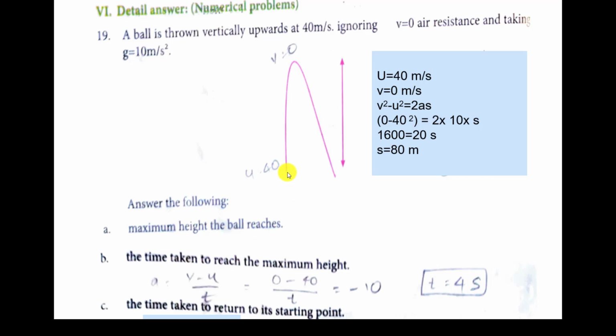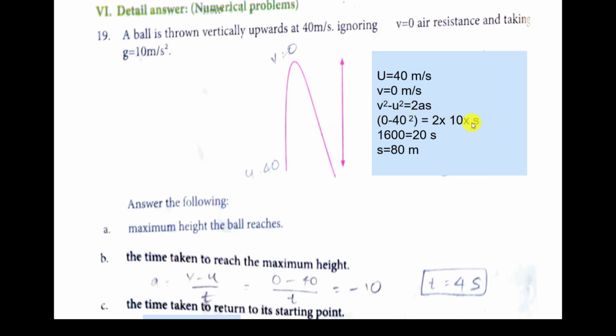Starting from here at u is equal to 40 meter per second, the initial velocity of the ball is u is equal to 40 meter per second. And final velocity after reaching this point is v is equal to 0 meter per second. We know the equation v squared minus u squared is equal to 2as. Substitute those corresponding values: 0 minus 40 squared is equal to 2 into a, and you take a as g, acceleration due to gravity. It is g, given as 10 meter per second squared.